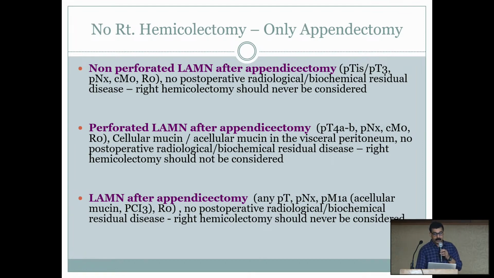And the second situation is a perforated LAMN after appendicectomy. That is a T4A or T4B condition. It's a cellular mucin or acellular mucin in the peritoneum, but there is no postoperative radiology evidence of any residual disease in the abdomen, and right hemicolectomy is not indicated in such condition. In these conditions, we can get away with an appendicectomy alone. And for a LAMN after appendicectomy with any T, right hemicolectomy should never be considered.